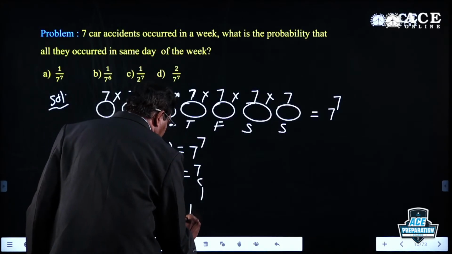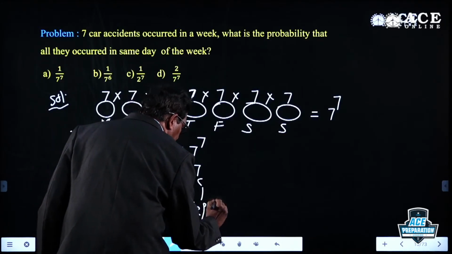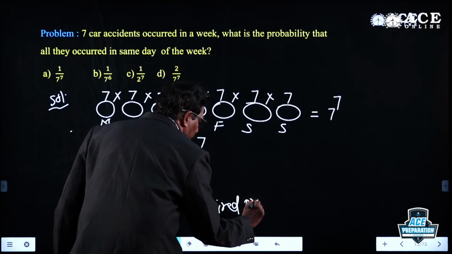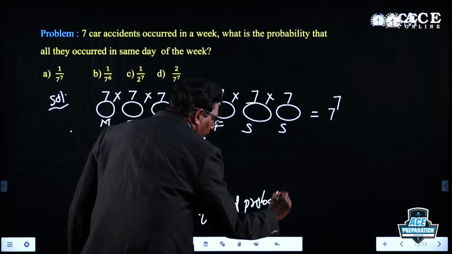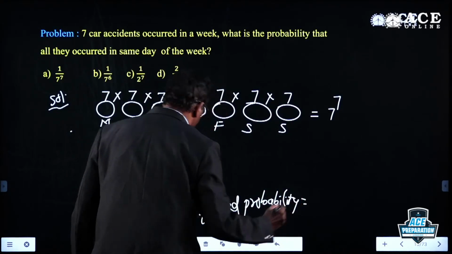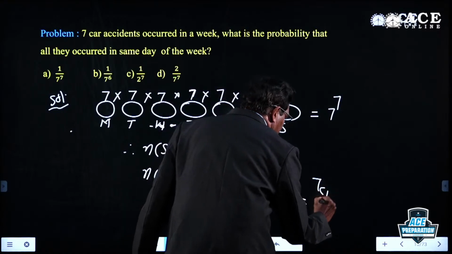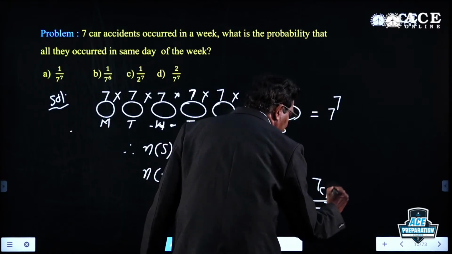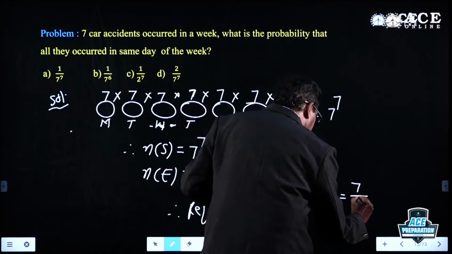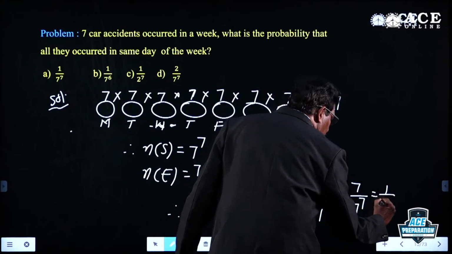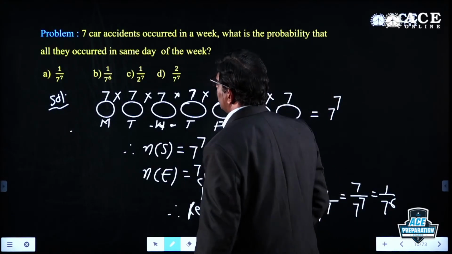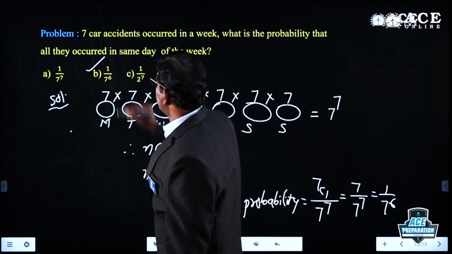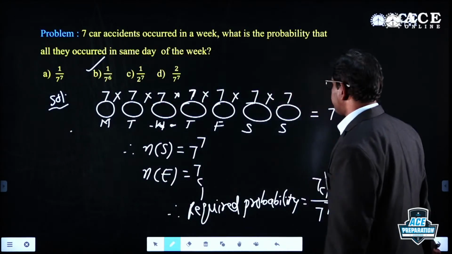Therefore, what is the required probability? The required probability is nothing but 7c1 by 7 power 7. The 7c1 value is 7. 7 by 7 power 7 is 1 upon 7 power 6. So which option is right? Option B is correct.